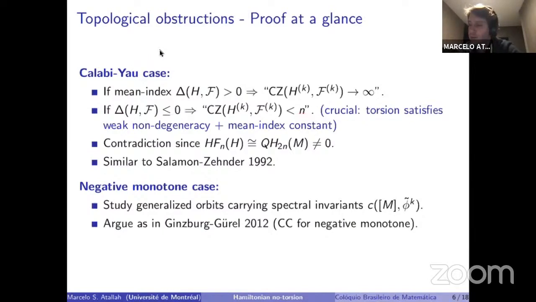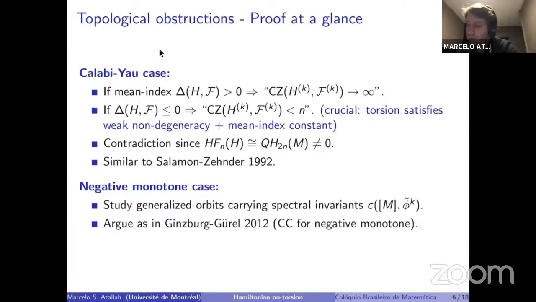And I'd like to point out that in order to have this strict bound here, it is important that Hamiltonian torsion is weakly non-degenerate, in the sense that the linearization of the Hamiltonian diffeomorphism at each fixed point has at least one eigenvalue that's different from one. And of course, that the mean index is constant over these generalized fixed points. The whole argument relies on this fact.